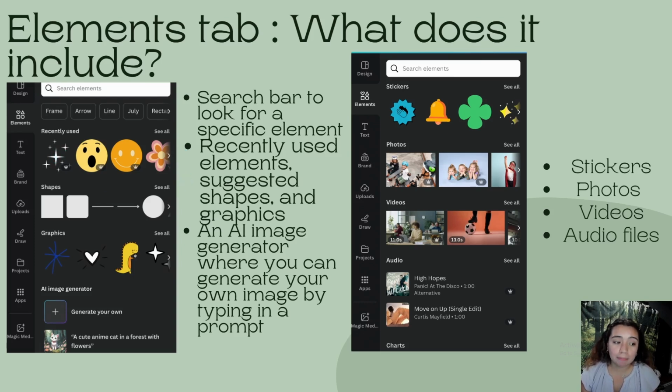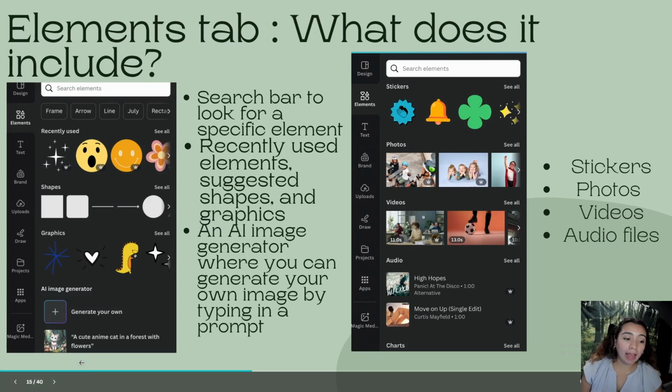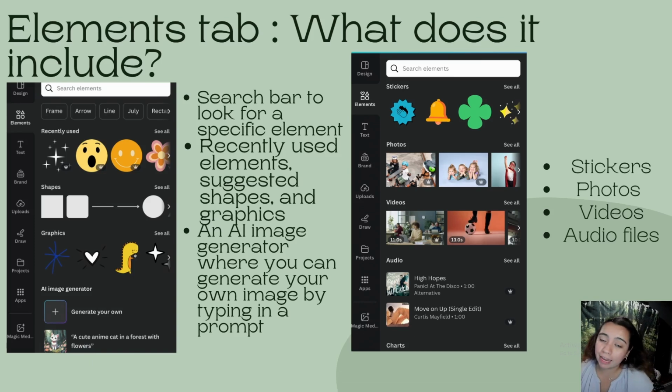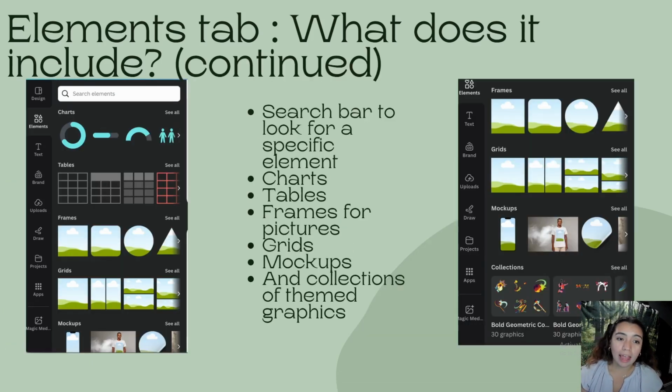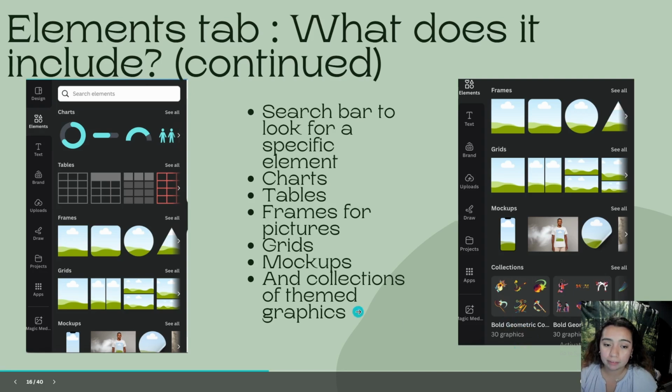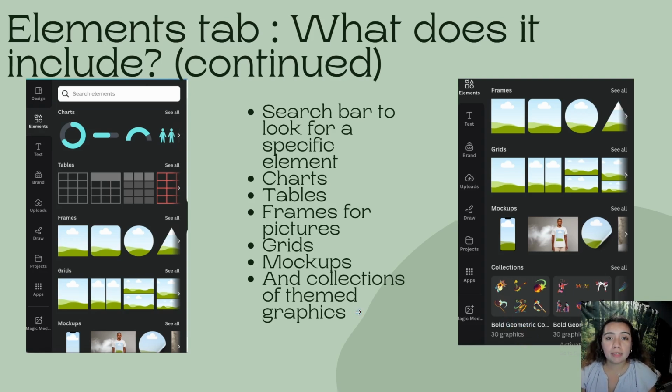You are given shapes, graphics, an AI image generator where you can type in a prompt and then the AI will create that image for you. Like here it says a cute anime cat in a forest with flowers, and then it created that image. You are also given stickers, photos, videos, and audio. And there are also charts you can include, tables, frames, which you can put pictures in, or you could surround your writing in, grids, mock-ups, and collections of themed graphics. So now let's explore the Elements tab in Canva.